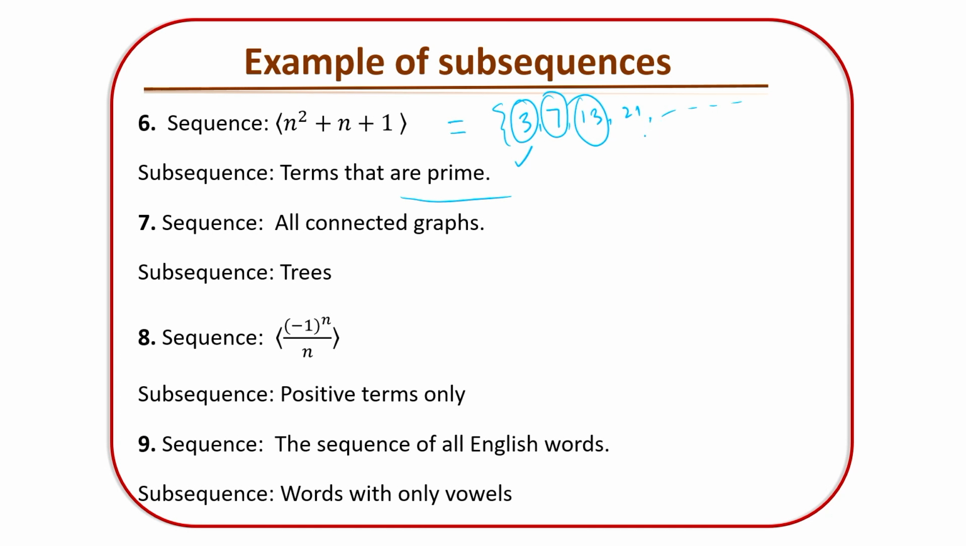But what about 21? 21 is not a prime number. So our subsequence becomes 3, 7, 13 and all those prime numbers which are in the sequence. So this is a special type of subsequence.